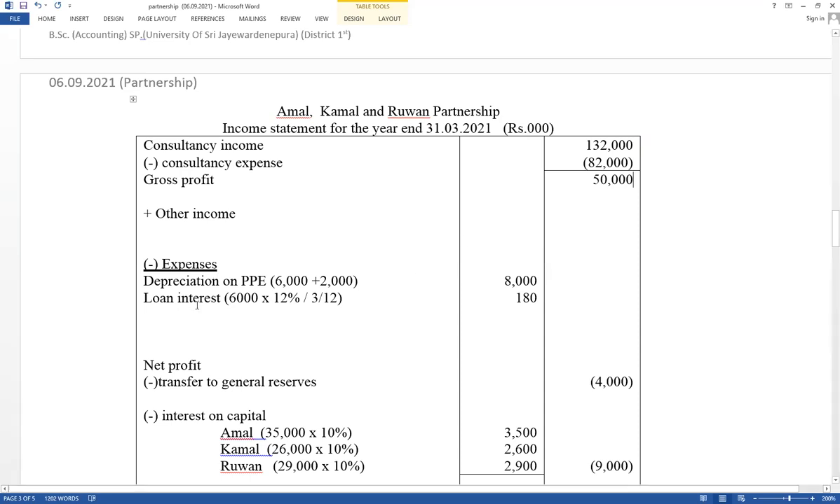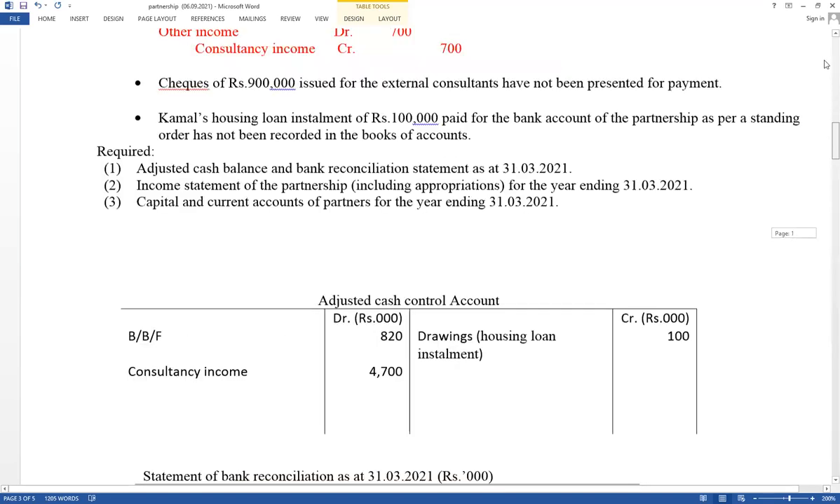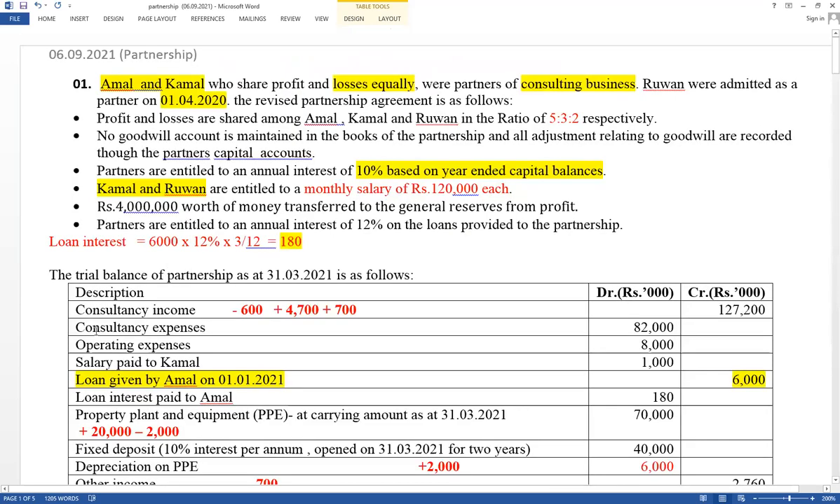Then other expense is also given. Other expense should be included under expense. Other expense value equals 8,000. Other expense is also given on the trial balance debit side. Therefore, under expense, 8,000 value. See the trial balance. Other expense 8,000 should be recorded under expense.